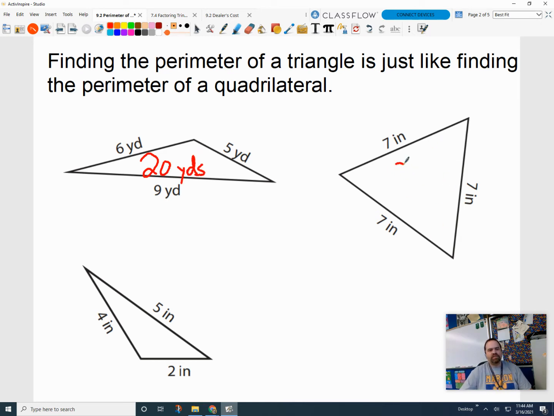3 sides of 7, so this one has a perimeter of 21 inches. And down here, this would have a perimeter of 11 inches, right? I just got that from adding up all the sides. So what I'm going to do differently is specifically right triangles. I'm only going to give you 2 sides. So you're going to have to set up and solve the Pythagorean theorem to find the third side, and then add up the 3 sides.